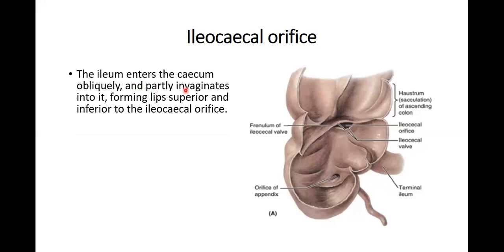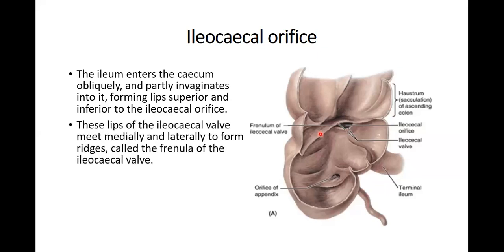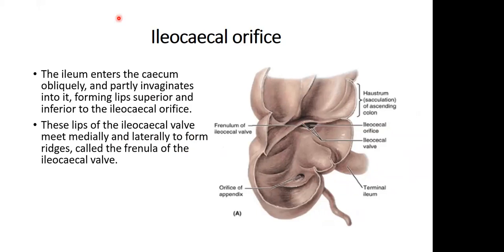Means the opening of the ileum goes into the cecum inside, forming a superior lip and an inferior lip to the ileocecal orifice. These lips of the ileocecal valve meet medially and laterally to form ridges called frenula of the ileocecal valve. So this is one frenula, this is another frenula.